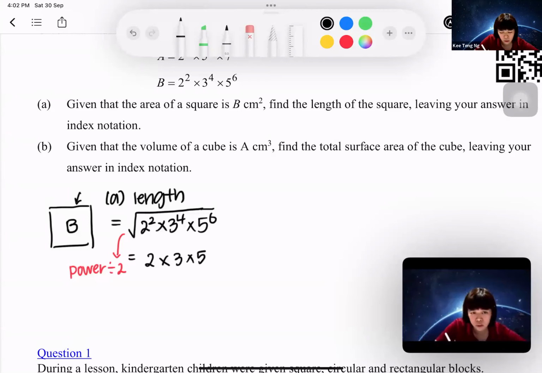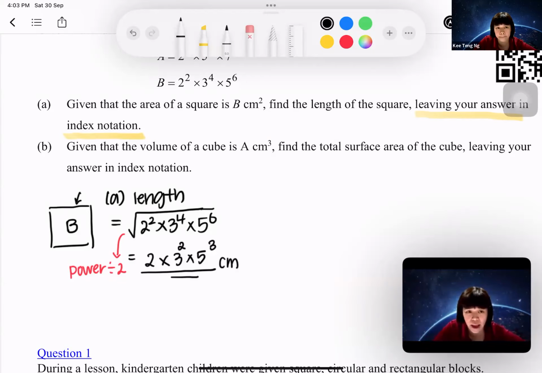So 2 to the power of 1, 3 to the power of 4 divided by 2 is 3 to the power of 2, then this one becomes 5 to the power of 3. Normally we can write out the number and calculate it, but the question says to leave your answer in index notation. So this is the answer, but I don't need to write the 1 for the power of 2. So this will be the length, in cm.